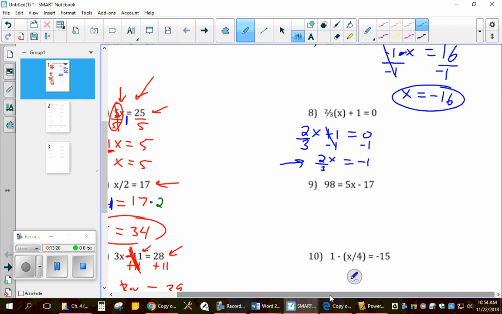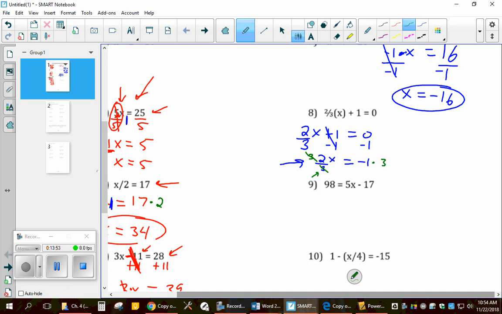I could get rid of the 2 or the 3 first. It doesn't really matter which one I get rid of. I usually get rid of the denominator one first. And if I'm looking at this 3 here, right in the bottom, if I want to get rid of that 3 that I'm dividing by right now, what's the opposite of dividing? It's multiplying, right? So I'm going to multiply both sides by 3. Okay? Both sides.